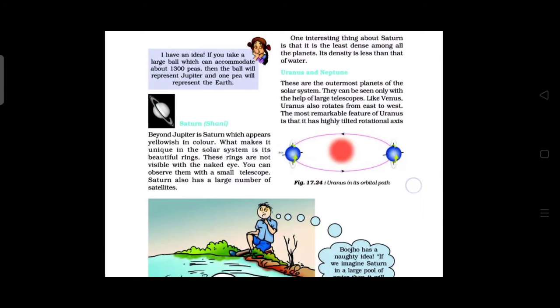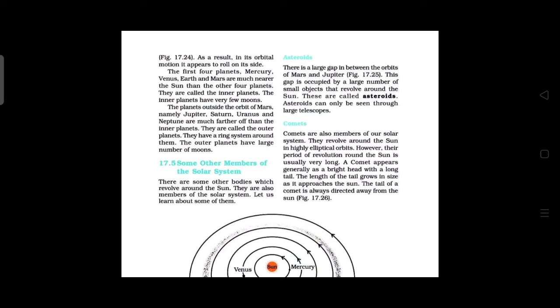The first four planets, Mercury, Venus, Earth and Mars, are much nearer the Sun than the other four planets. They are called what? Inner planets. The inner planets have very few moons.